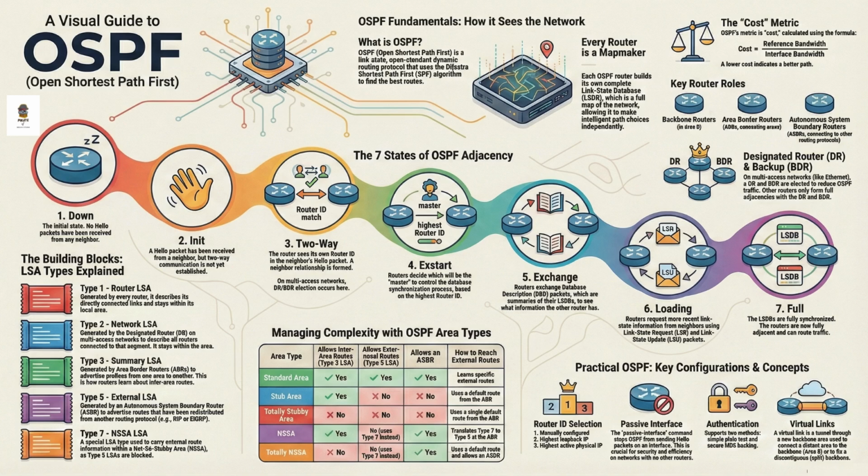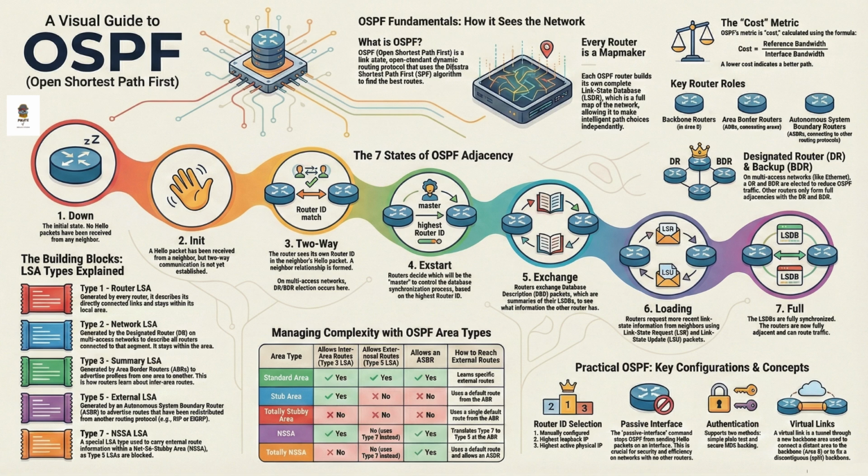And finally, we hit the special case, the exception that proves the rule. The Type 7 NSSA LSA. The Type 7 LSA is a product of necessity. It's a specialized LSA used to carry external route information, but only within a very specific context, a not-so-stubby area, or NSSA. Which we'll get into. We will discuss these areas in detail later, but the simple fact is that stub areas block standard Type 5 external routes. But what if you need an ASBR inside a stub area? You can't use a Type 5.